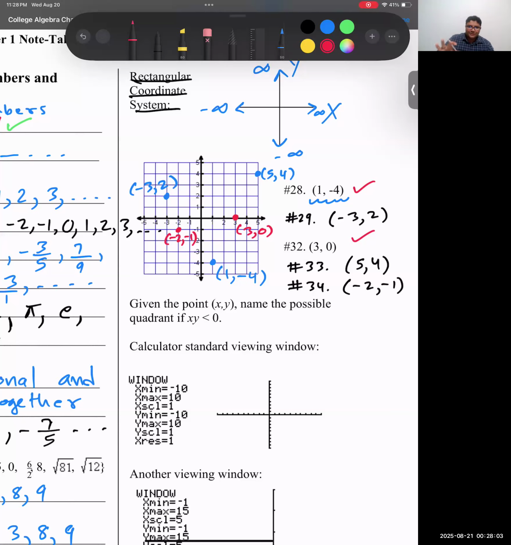When you are on this top right, both numbers are positive, right? 5 and 4. Now, if you go to top left, you have a negative number and a positive number, -3, 2. And then you go to bottom left, you have -2, -1. Both are negative. And if you go to bottom right, you have 1, -4. 1 positive, 1 negative, right? And that is not a coincidence, okay?